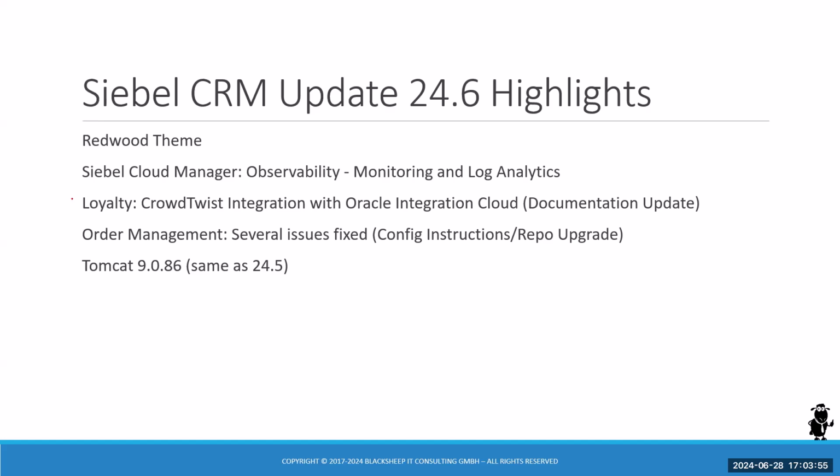There's been a documentation update on loyalty, which I won't go into too much detail, but it's about the CrowdTwist integration, and we have several issues fixed on order management, which can be seen in the repository upgrade. If you look at the zip file content, which matches the configuration instructions, you can fix it manually or apply the repository upgrade. And the Tomcat version is the same as 24.5, that is 9086. So that's all packaged in the latest Siebel update.